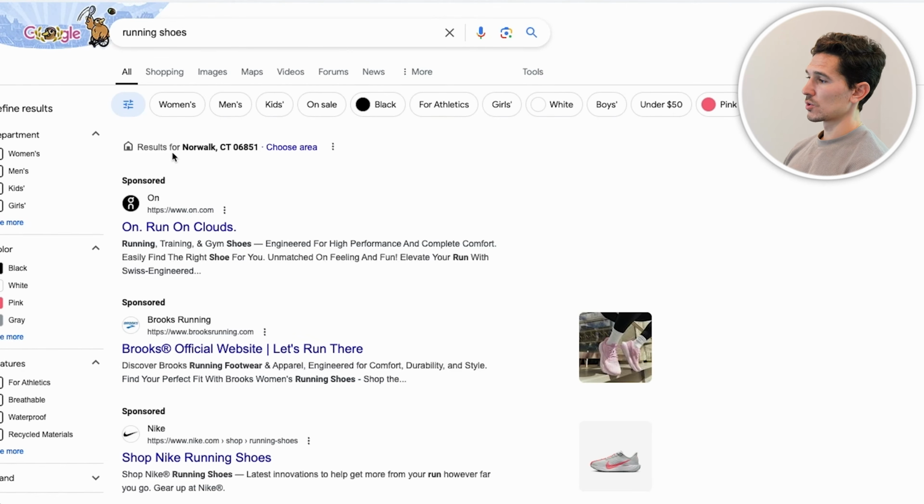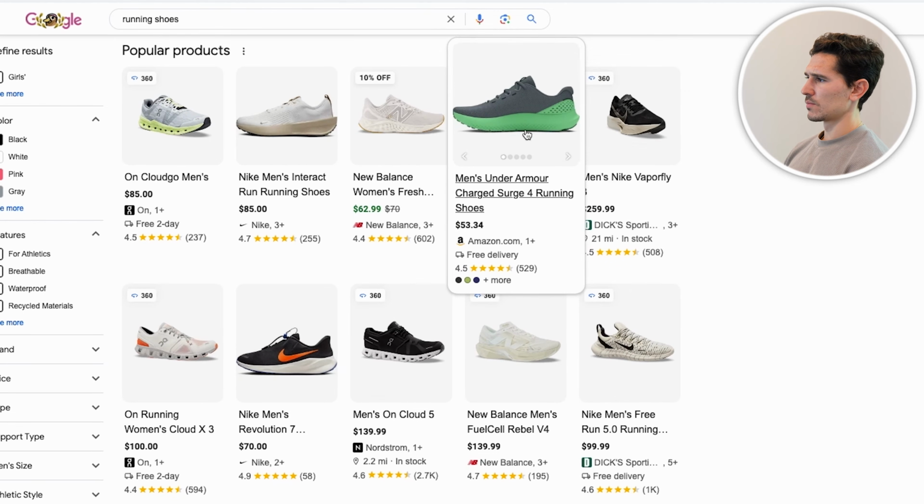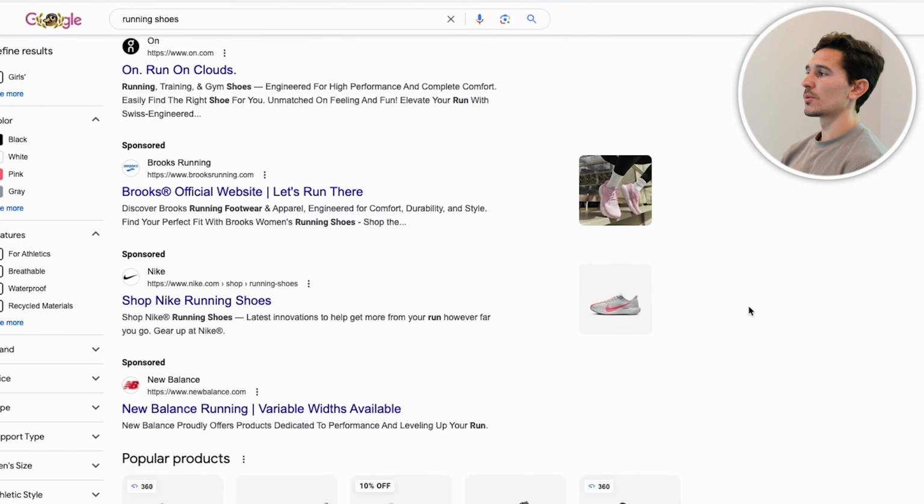And once we search running shoes, some of our shopping results that come up are a mix, right? So we have On showing up quite a bit. We have Nike showing up most dominantly. We have some Amazon listings showing up. So it's a little bit all over the place.